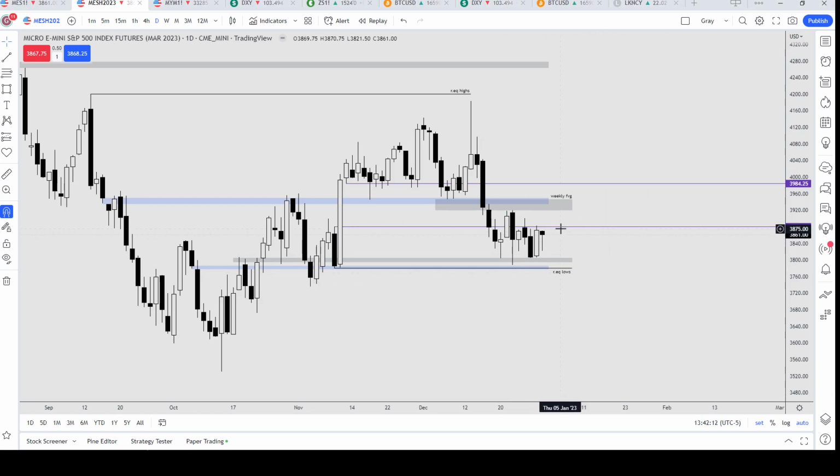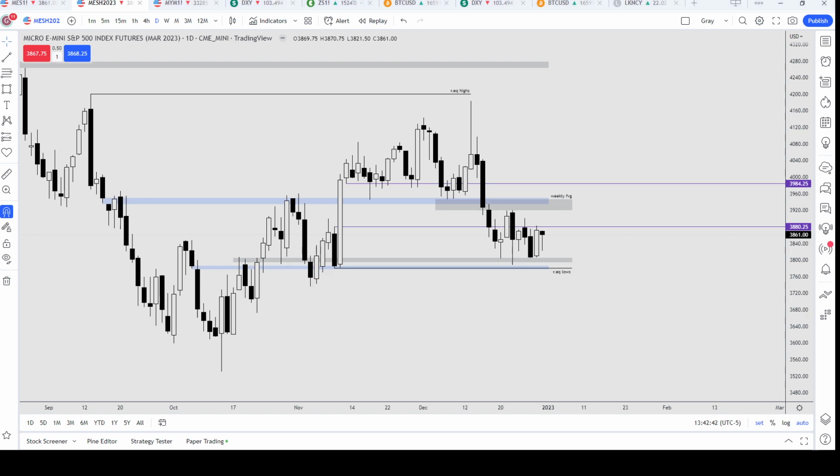So non-farm payrolls, I'm expecting price to reach into this area and then break down. Non-farm payrolls are highly manipulated. It is mostly manual interventions, so I will not be trading before the news. I will wait for 9:30, the opening of the markets.